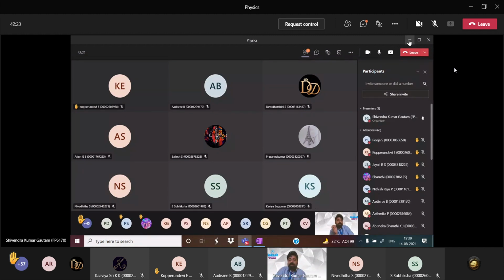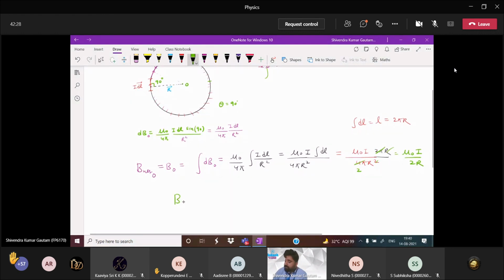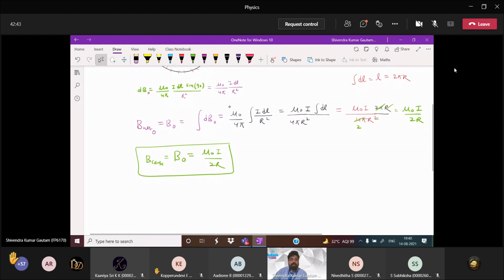Here we have written the magnetic field. I repeat, the magnetic field we got at the center, B center, is mu naught I divided by 2r. This is the magnitude form. Tell me the direction form, what will I write? What is the direction of the magnetic field? Inward. So B center is mu naught I divided by 2r, and it is inward. Inward means cross. Clear?